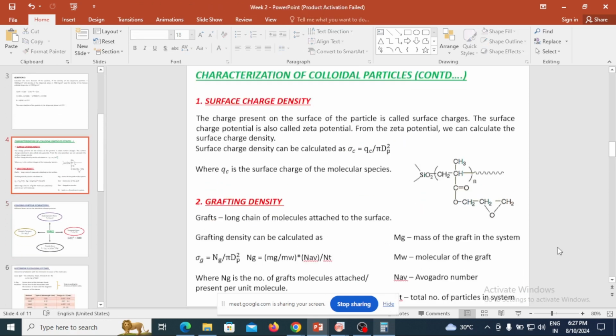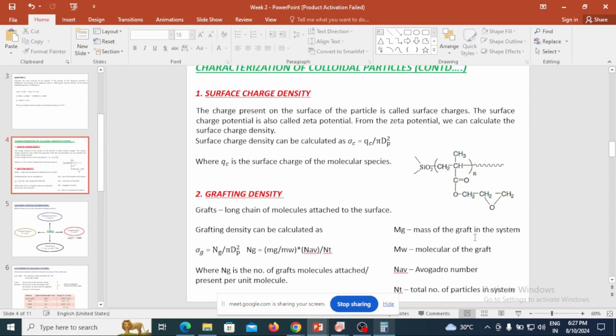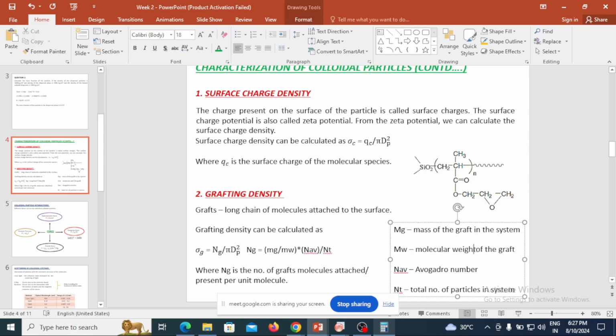So this is the explanation for each and every term. Mg is the mass of the graft in the system. Mw is the molecular weight of the graft. NAV is nothing but Avogadro number, 6.023 into 10 to the power 23 molecules per mole of the material or the compound. Nt is nothing but the total number of the colloidal particles in the system. So this is the formula.